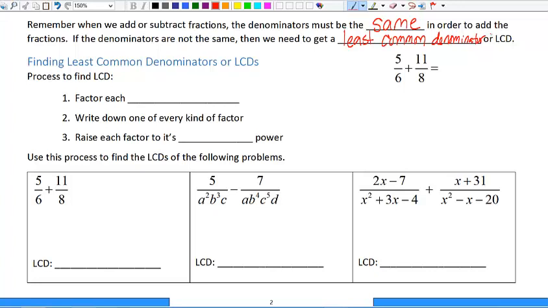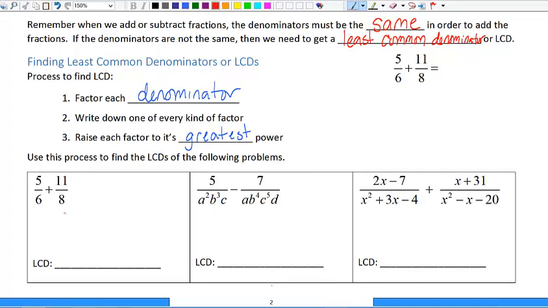So first, let's take a couple minutes to find out how to find the least common denominator. So we're just trying to find them, then we will use them in a little bit. So the first step of finding an LCD is to factor each denominator. I want you to write down one of every kind of factor and then raise each factor to its greatest power. So we're going to use this process to find the LCD for the following problems.